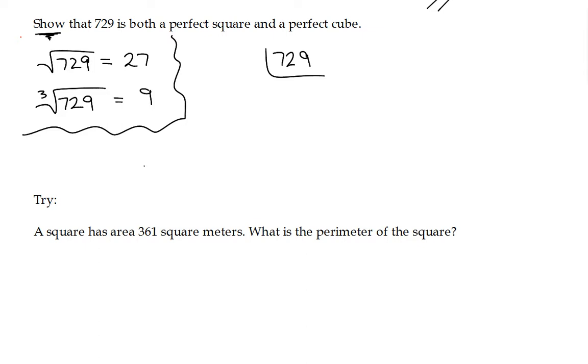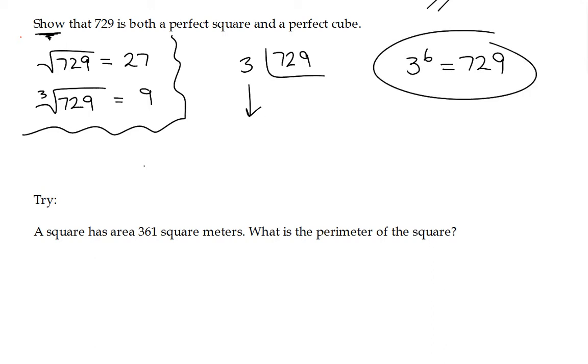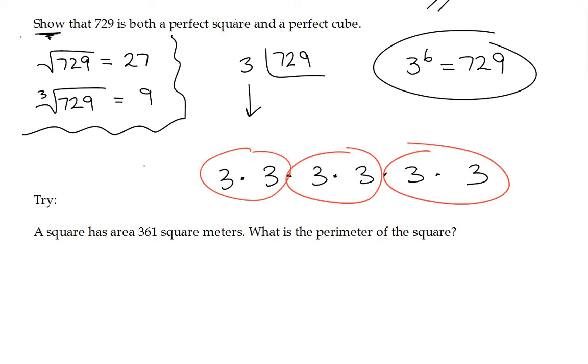Okay, you finish off the prime factorization. You continually divide by 3 over and over again. You get 3 to the 6th. That's the answer for 729. If I was to write all those 3s out, you can put them in pairs, or you can put them in triples. If you put them in pairs, nothing is left over, and if you put them in triples, nothing is left over. So it's both a perfect square and a perfect cube.